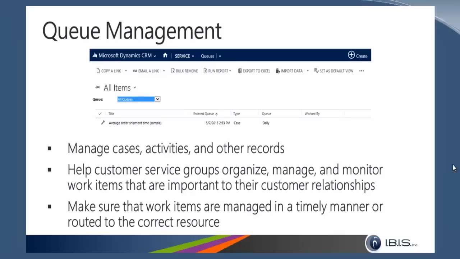The next item we're going to talk about is queue management. Queues are a way to get organized so that we know what is waiting to be answered. Through queue management, we're able to manage cases, activities, and other records. We can help customer service groups organize, manage, and monitor work items that are important to their customer relationships. And we can also make sure that work items are managed in a timely manner or routed to the correct resource. These queues can also be personal, or we can share them with others.